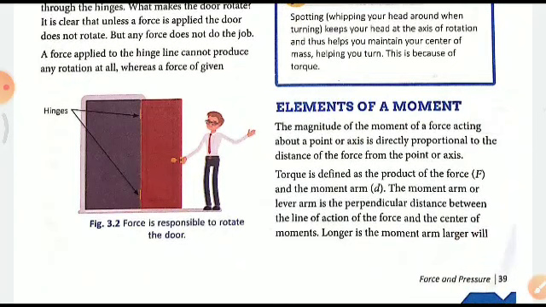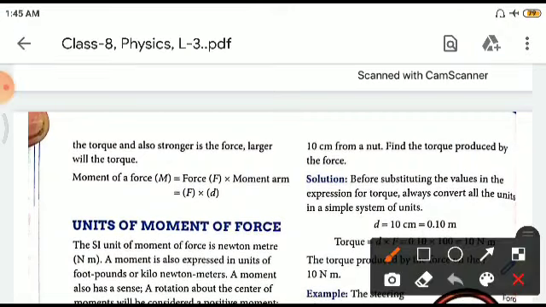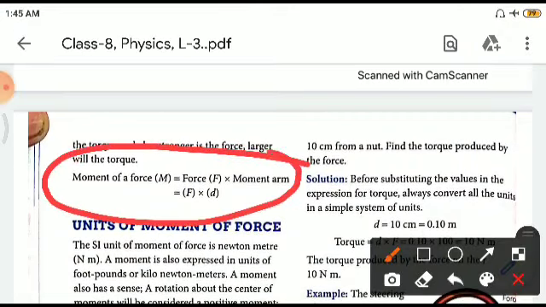Now, what are the elements of a moment? The magnitude of the moment of the force is directly proportional to the distance of the force from the point of the axis, right? So if the force is F and the distance is D, then the moment of force will be, see children here, M is equal to F into D, right? We will multiply the force with the distance, right?